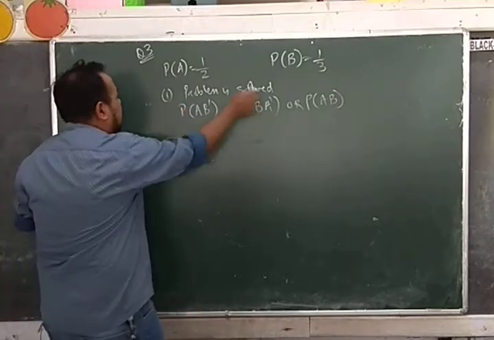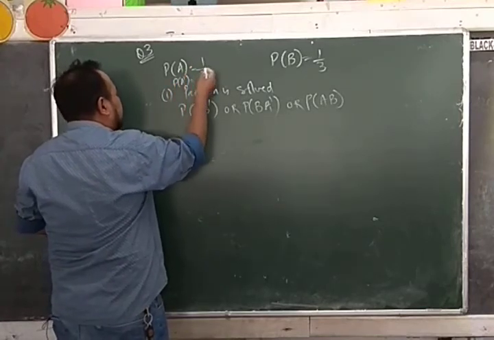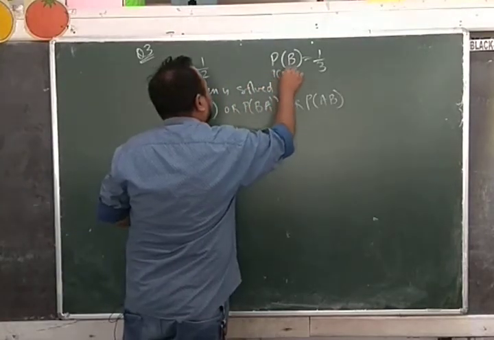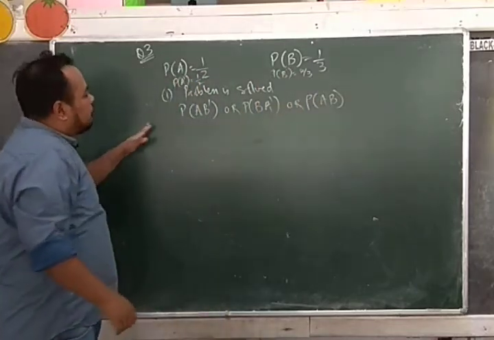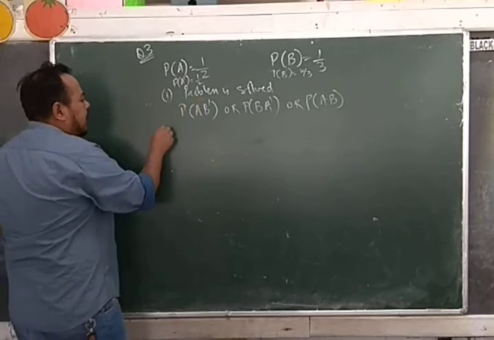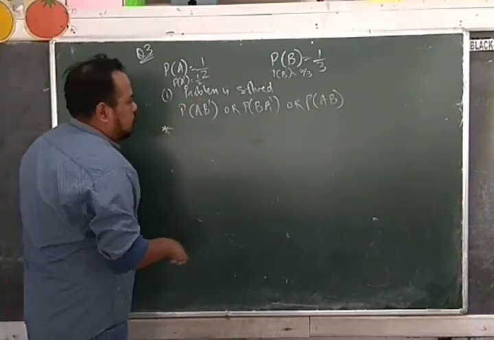So I forgot to write one more. Probability that A will not solve the problem is 1 minus half, which is half, and probability that B will not solve the problem will be 2 by 3. So this is how you put the values, you get the answer. Is that clear? But look at this problem. I'll explain it another way also.